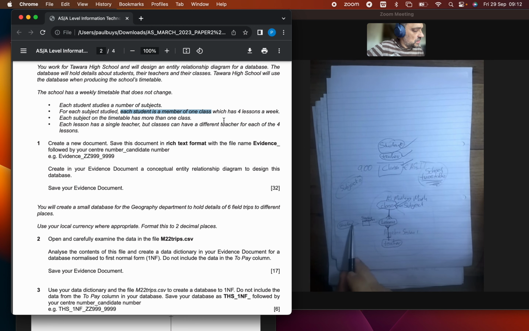So let's see, what else? Let's just fill in some other information here. Oh wait, we haven't made these connections. Oh, so this will need your lesson ID, which is the foreign key, and the student ID, which is also a foreign key.